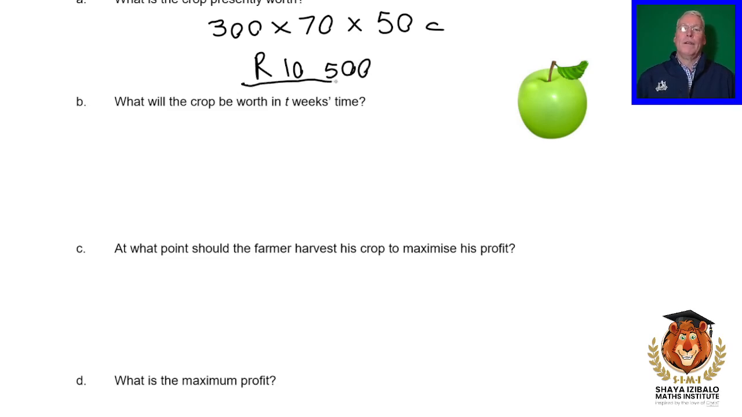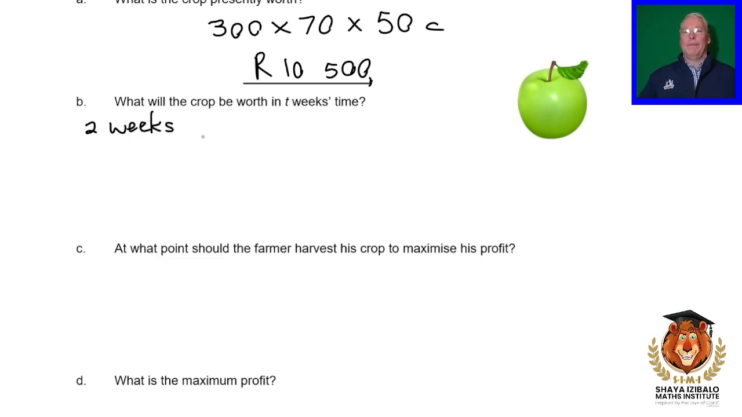Okay, now the good news is that the price of apples is going to go up by 10 cents each week. However, the bad news is that each tree will lose 2 apples each week. So now the question says, what will the crop be worth in T weeks' time? People often find this difficult. So let's not use T. Let's look at what would happen in 2 weeks' time.